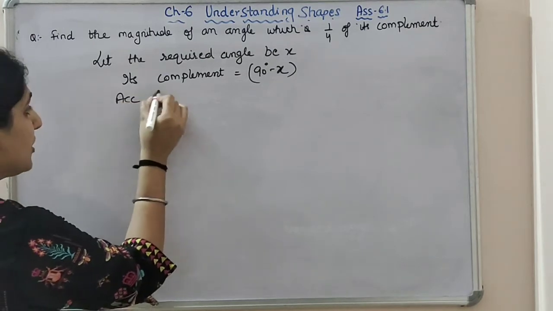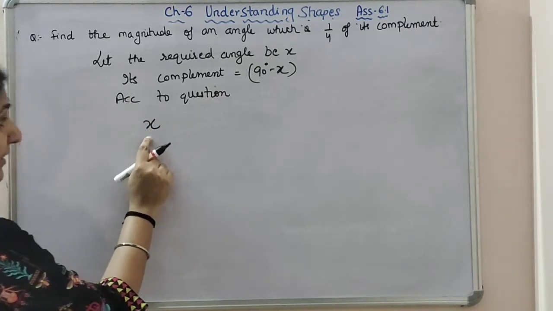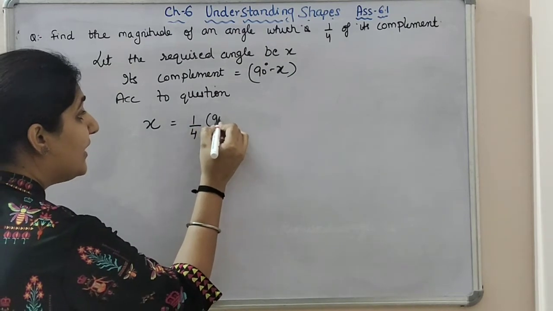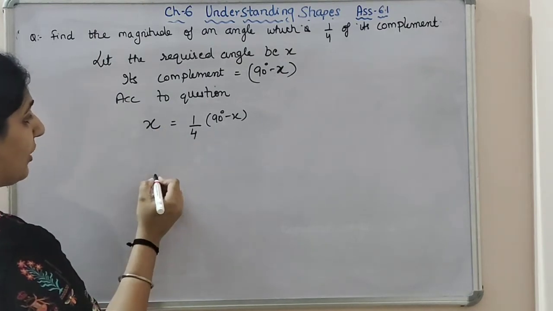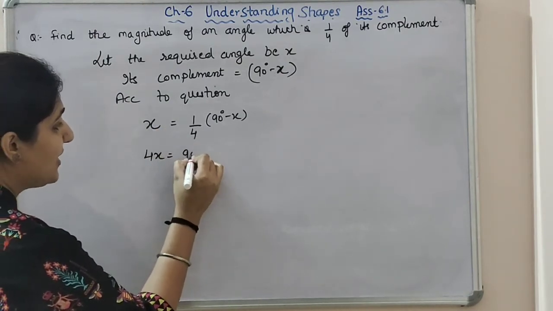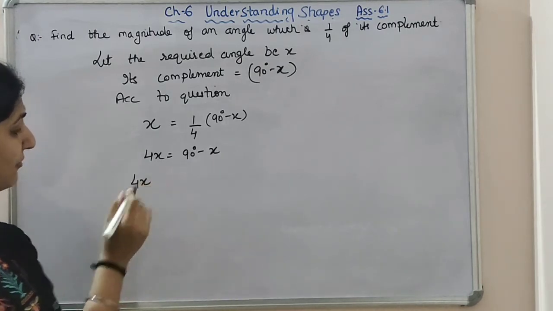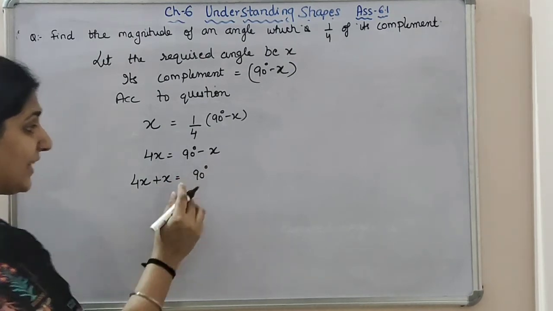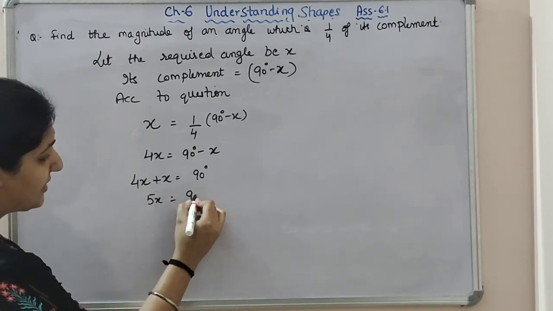So according to the question, the measure of the angle that is x is equal to 1 by 4th of its complement that is 90 minus x. So 4 is dividing here, going to the other side it will be multiplied. So that is 4x is equal to 90 minus x. We have to find out the value of x. So we will keep x terms together on the same side. So it will be 4x, and here x is minus, going to the other side it will become plus. So we are left with 90 on the other side only. So 4x plus x that is 5x, and 5x is equal to 90.